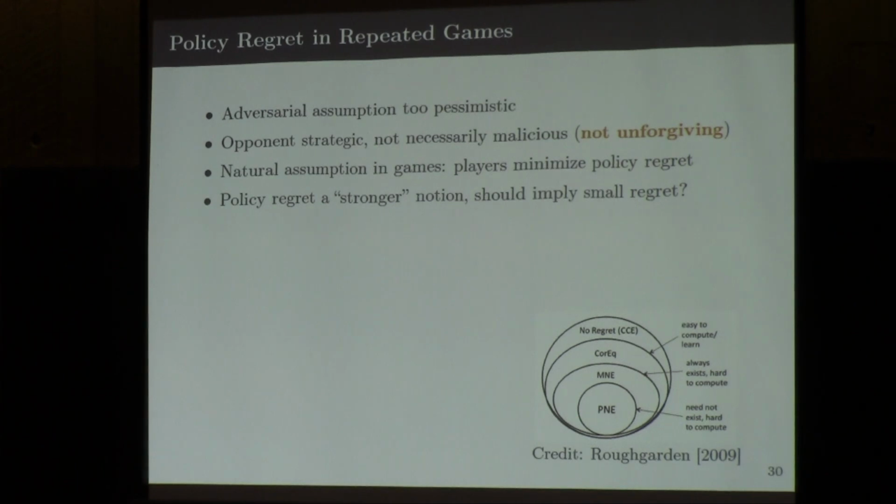One of the questions which actually motivated this work was that there's this hierarchy of equilibria. Many of these either do not exist or are hard to compute, and the ones that really are easy to compute and learn are this class of coarse correlated equilibria, which can be achieved if each player in a game plays according to an algorithm which guarantees no external regret, zero regret. And policy regret is a bit different.